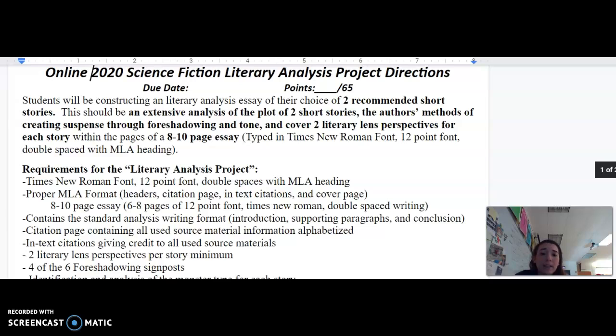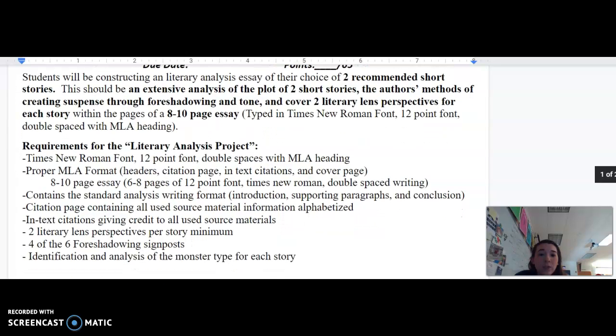It contains the standard analysis writing format, which means it has an introduction with supporting paragraphs and conclusion. It has a citation page containing all used source material information alphabetized. It has in-text citation giving credit to all used source material. It covers 2 literary lens perspectives per short story. 4 of the 6 foreshadowing signposts are discussed in the analysis of each short story, and there is an identification and analysis of the monster type within each of the stories.